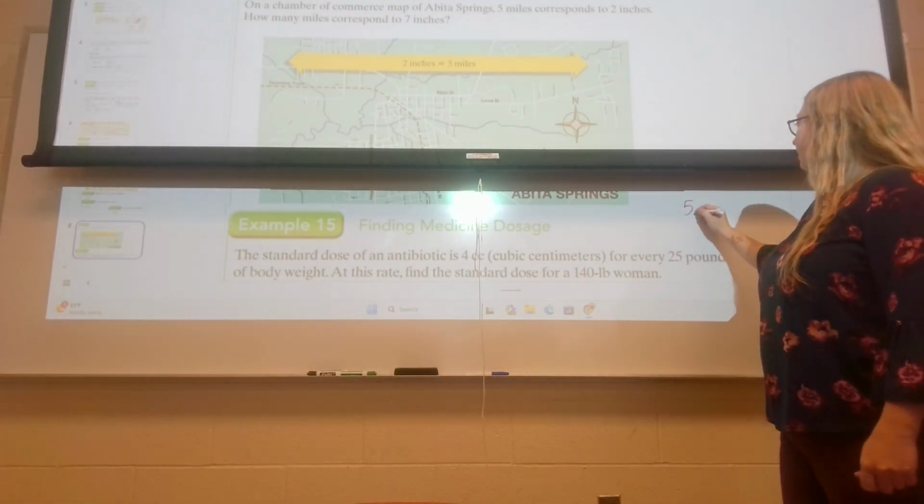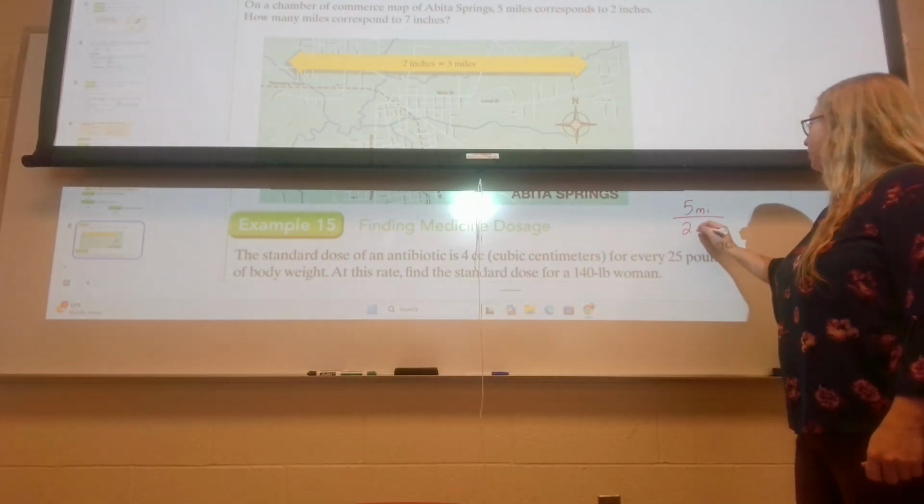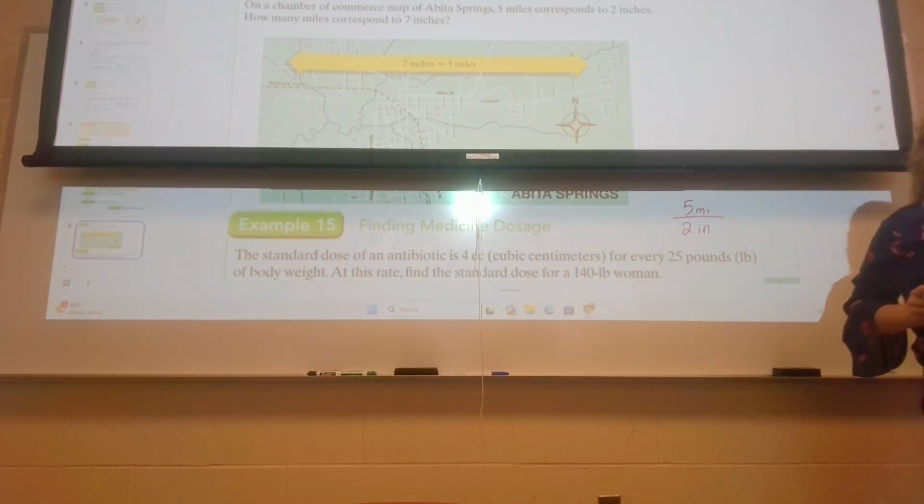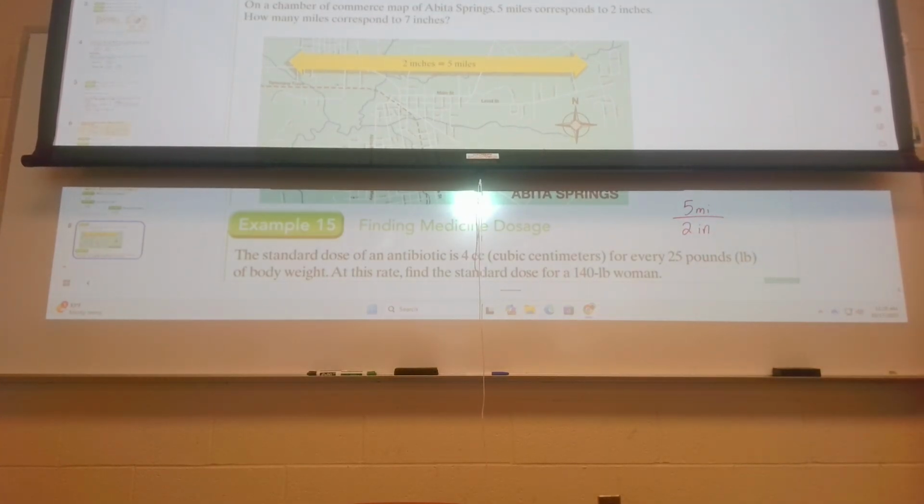So 5 miles to 2 inches. All right. You should get 5 over 2 with the units written next to them, right? The units are different, so we keep the units written. So we have 5 miles to every 2 inches.